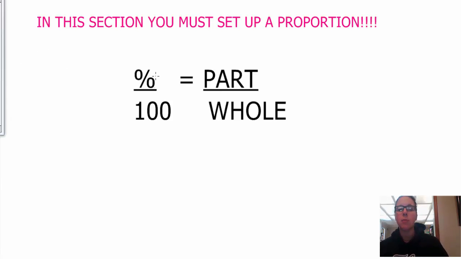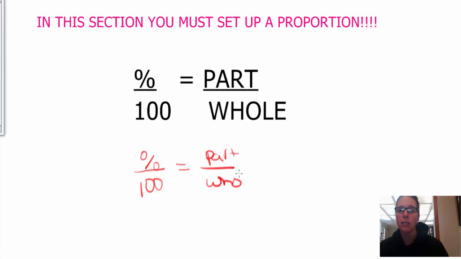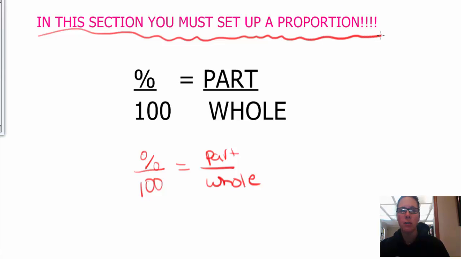Okay, so here's the proportion. Always, always, always, percent is going to be over 100, and it equals your part over your whole. Percent is always over 100, no matter what the percent is, even if it's more than 100. Part over whole. You do not have to write it twice, I'm just helping you out a little bit. In this section you must set up a proportion. Does everyone understand? You must set up a proportion.